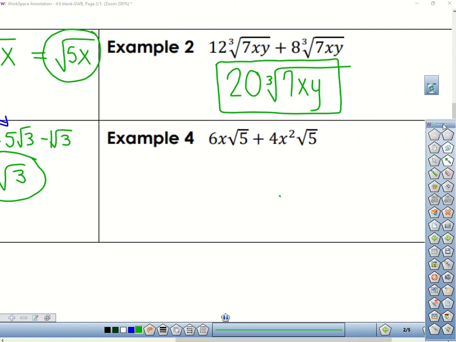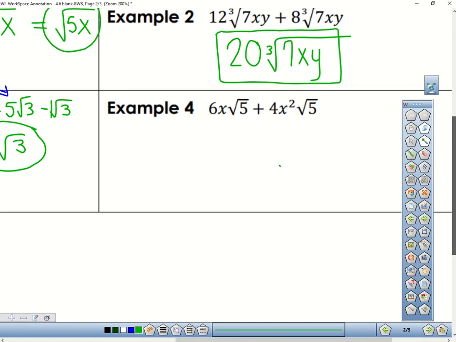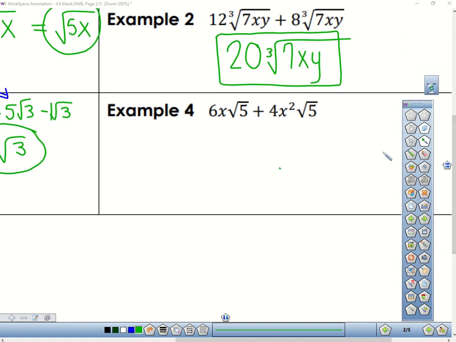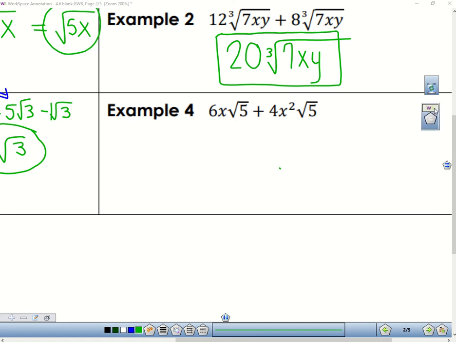Now the last one we're going to look at is example 4. What do you guys think? Are these like terms? Yes or no? No. Why are they not like terms? Because the x doesn't have the same exponent. Good. Notice the x right here has an exponent of 1, and this x has an exponent of 2. So these are not like terms, therefore they can't be combined.